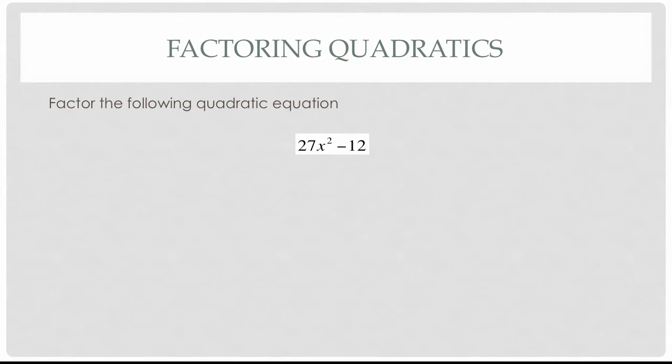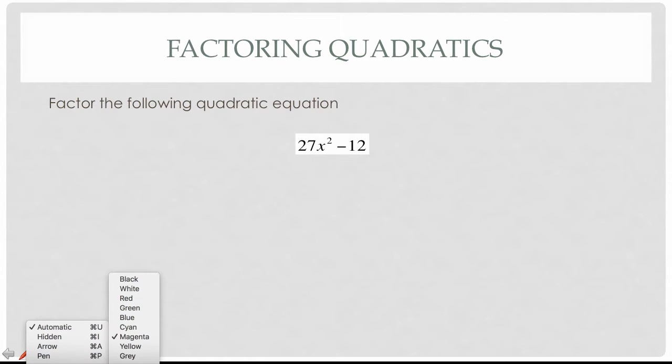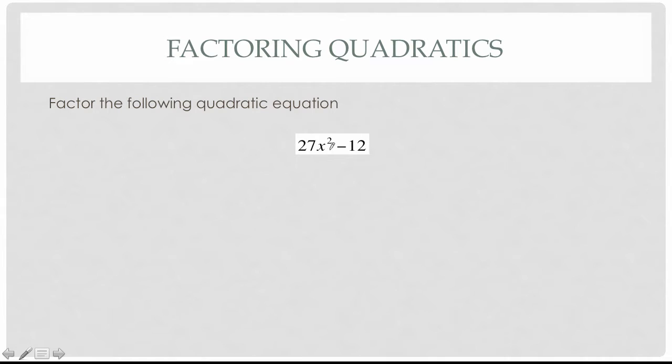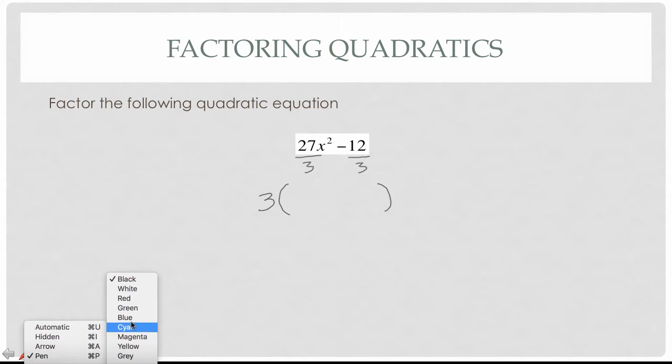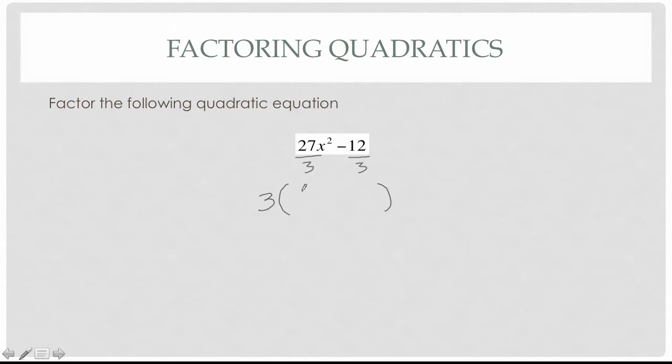Factor the following quadratic equation. What do we got going on here? Well, one thing that we didn't do in the previous examples is you always want to look for any common factors right off the bat. When I look at 27 and 12, they both have a factor of 3, right? Well, let's make life easier and factor that 3 out. And we've got what's left inside. 27 divided by 3 is 9x squared. And 12 divided by 3 is 4.